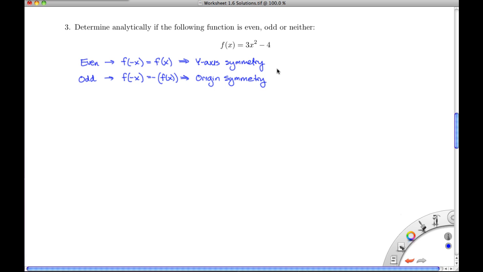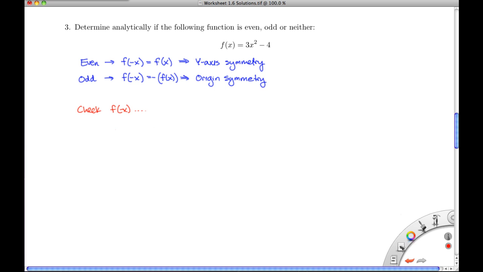So these are some good things when we're trying to get an idea of what the graph looks like. So in this case, we're given a function 3x squared minus 4, and we're asked to analytically determine whether it's even, odd, or neither, which is a strong possibility with functions as well. So let's go ahead and try this. So what we're going to do is check f of minus x and see what happens.